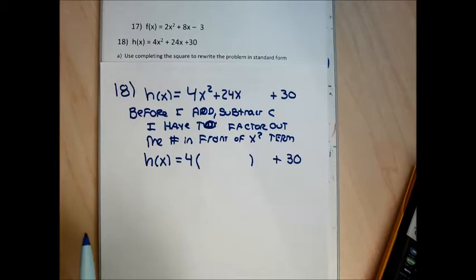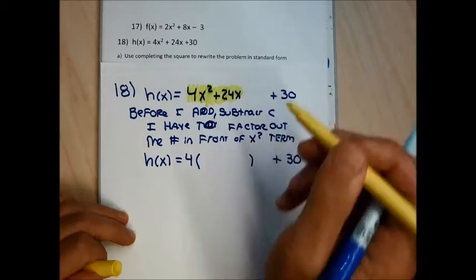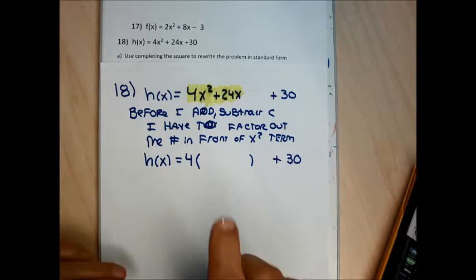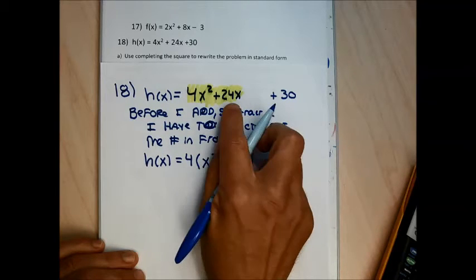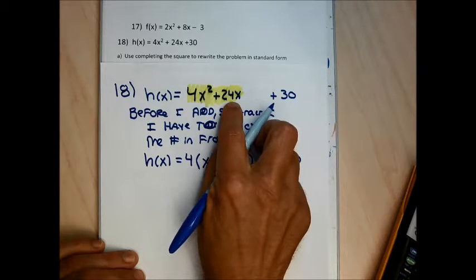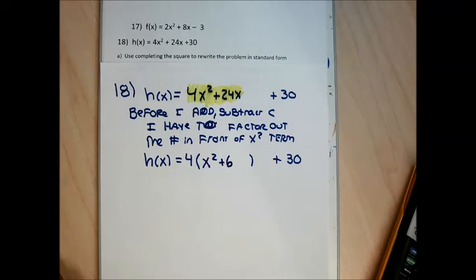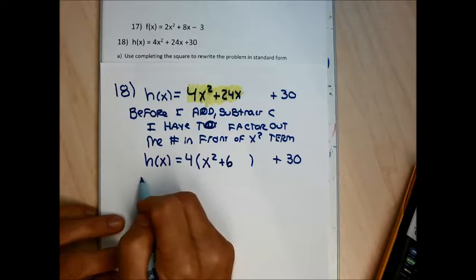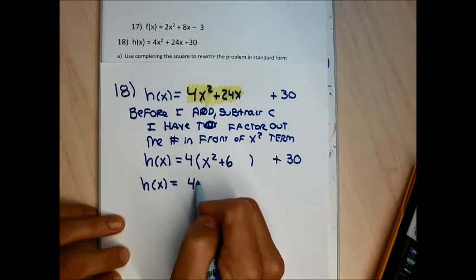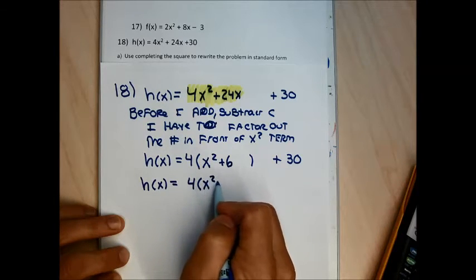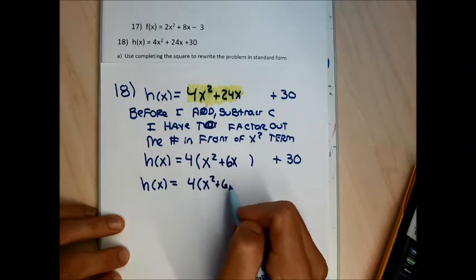So right now, from the x terms, I'm going to pull out a common factor of a 4. So I'm going to pull the 4 away from the x squared and be left with an x squared. And when I pull a 4 out from the 24, I divide it by 4, and I'm left with a plus 6. Now the horrible part. That's not the tricky part. The tricky part is to add and subtract c. I forgot to write an x there. That should be a 6x.